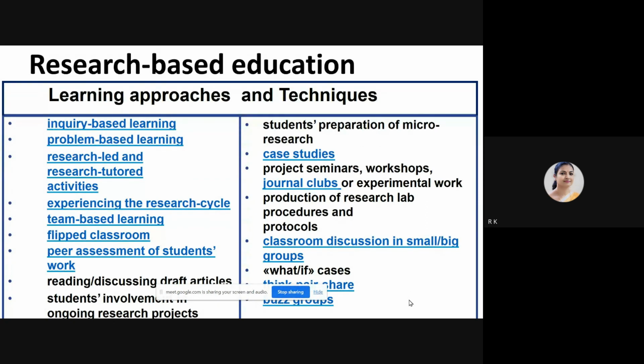My dear friends, we have research-based education, which includes inquiry-based learning, problem-based learning, research-led and research-tutored activities, experiencing the research cycle, team-based learning, then flipped classroom, peer assessment, reading and discussing draft articles with the students, and students' involvement in the ongoing project. This is all completely research-based, providing the case study.